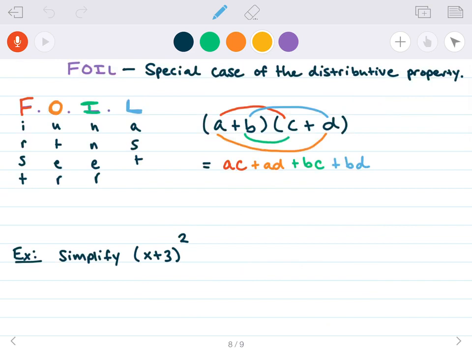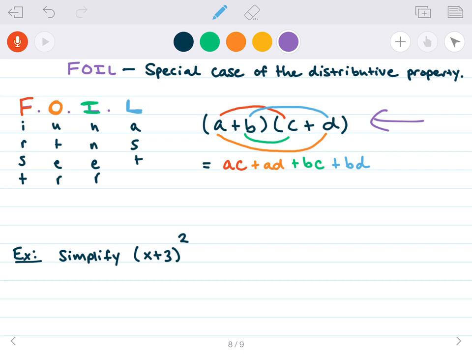Okay, so the next thing we're going to review is FOIL. So FOIL is just a special case of the distributive property. And what it stands for is first, outer, inner, last. And that's the way that we typically multiply the terms. Okay, so I have an example right here. So we have two binomials, meaning that we have two sets of parentheses with two terms in each parenthesis. Okay, so we have two binomials.